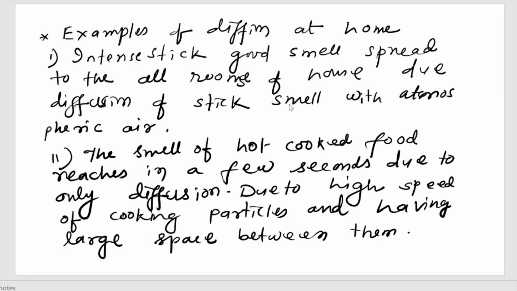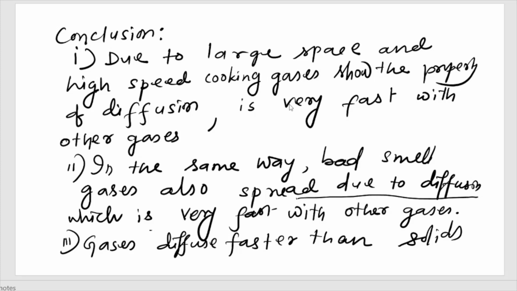ये डिफ्यूजन का कारण। इसका हाई स्पीड कुकिंग पार्टिकल्स, जो पार्टिकल एटमॉस्फेरिक एयर में मिक्स हो रहा है, ड्यू टू डिफ्यूजन यू कैन फील द स्मेल ऑफ गुड और बैड हॉट कुकिंग फूड। और सिमिलरली ऑल्सो bad smell also you can know whether it is bad smell coming from where. Due to large space and high speed, cooking gas show the property of diffusion.